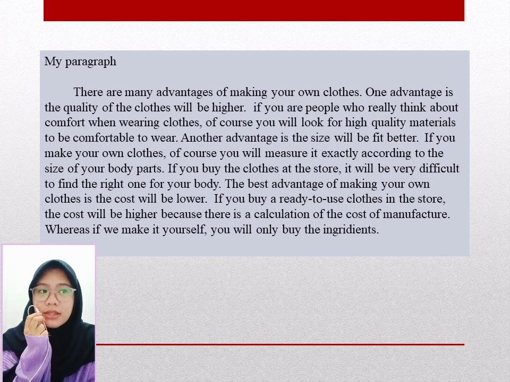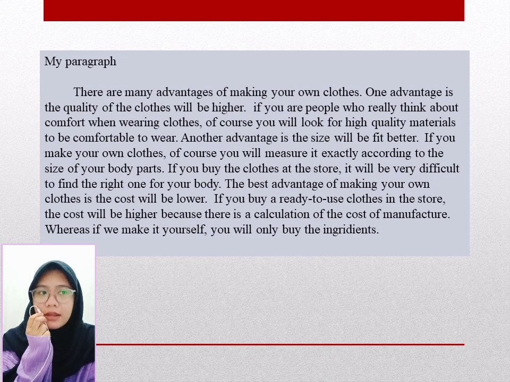Another advantage is the size will fit better. If you make your own clothes, of course you will measure it exactly according to the size of your body parts. If you buy the clothes at the store, it will be very difficult to find the right one for your body.